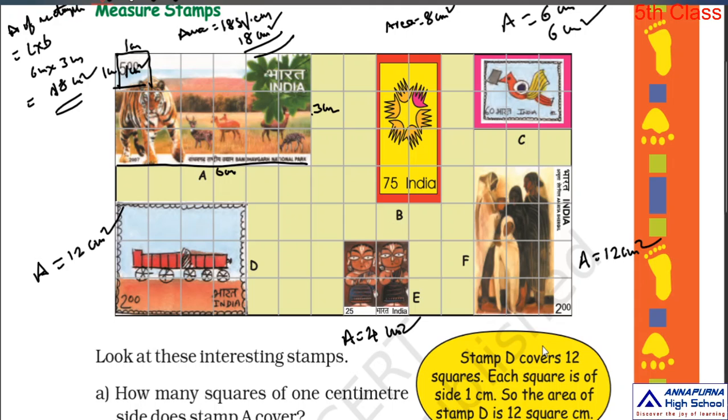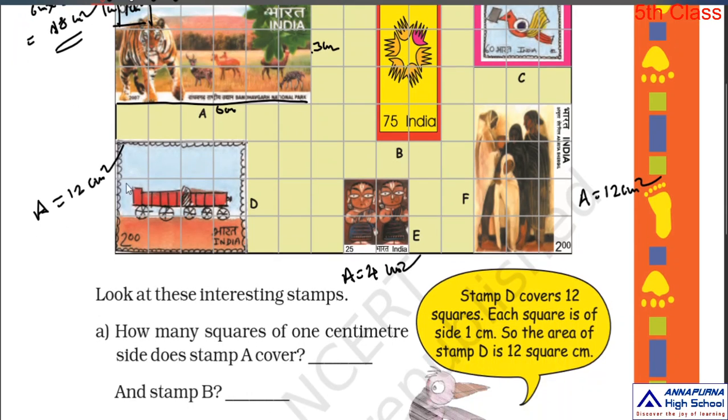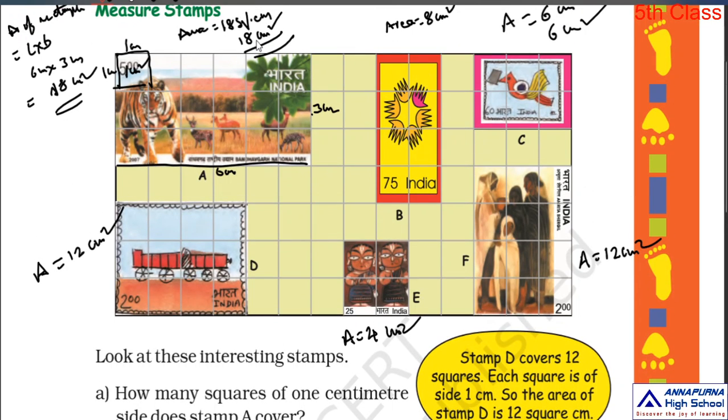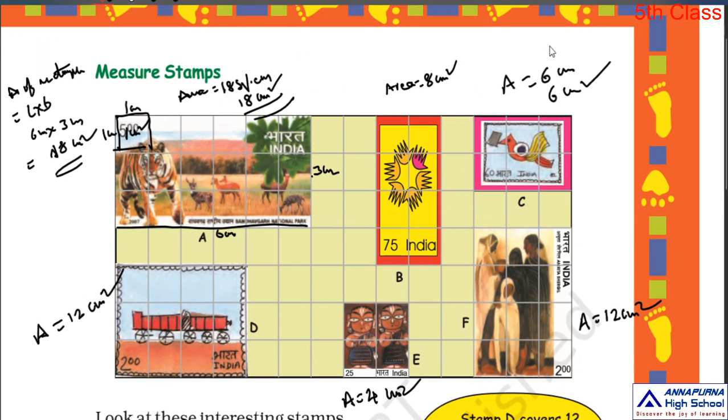the stamps. Let me explain again. Stamp A 18 centimeters square. Stamp B 8 centimeters square. Stamp C 6 centimeters square. Stamp D 12 centimeters square. Stamp E 4 centimeters square. And last one is stamp F 12 centimeters square.